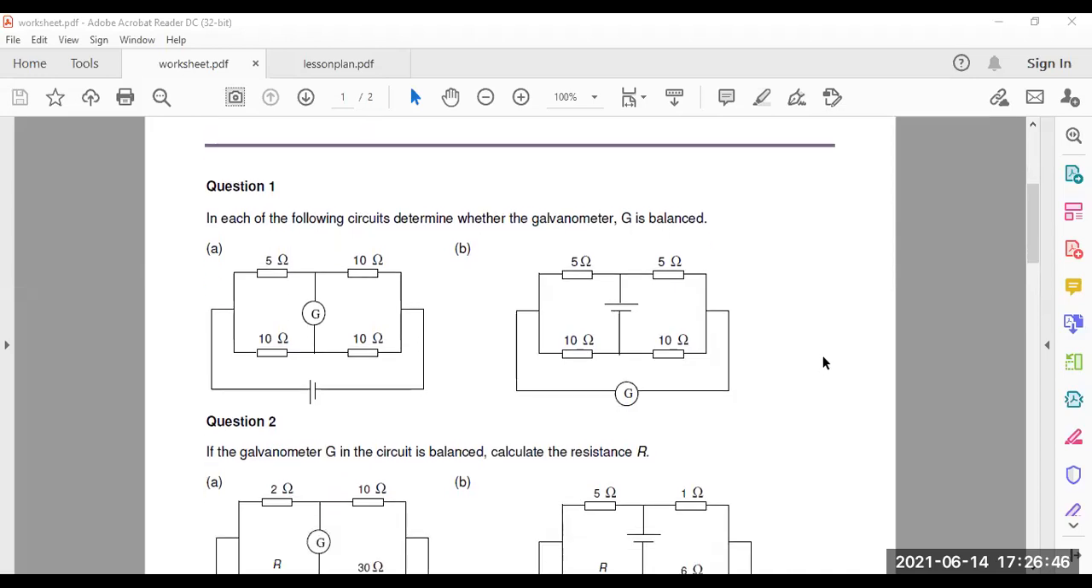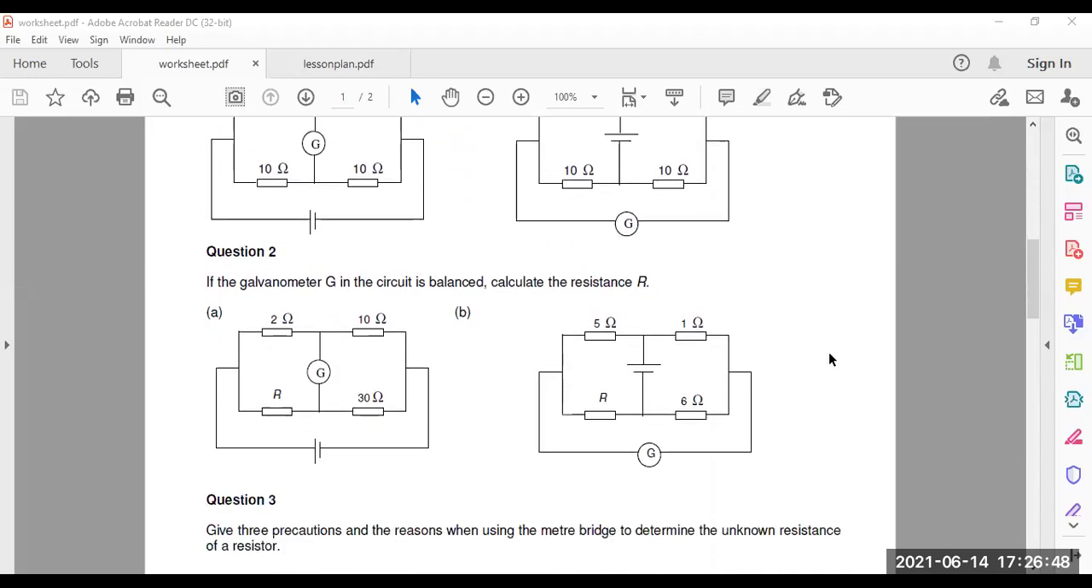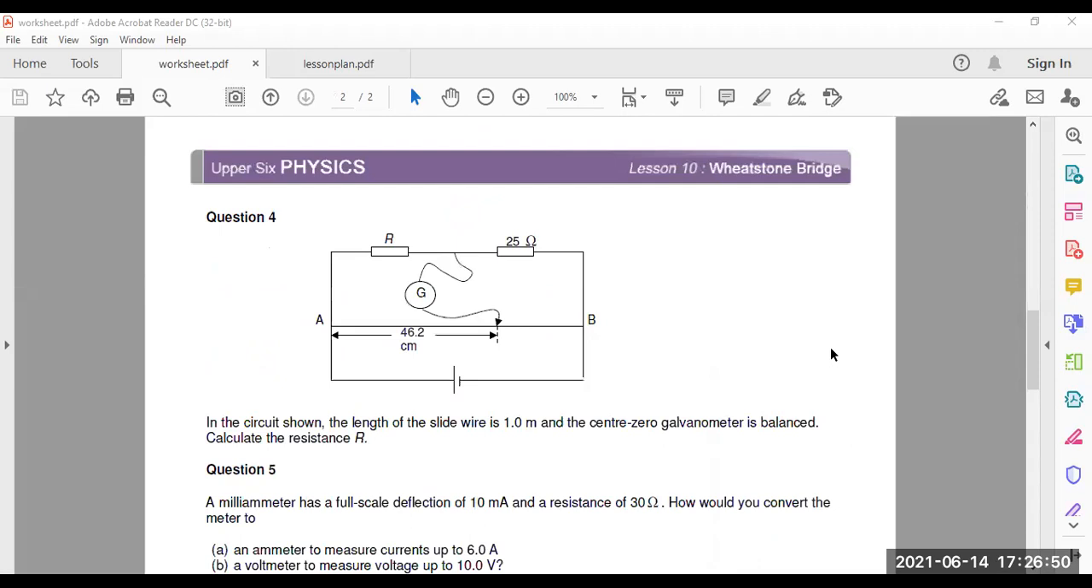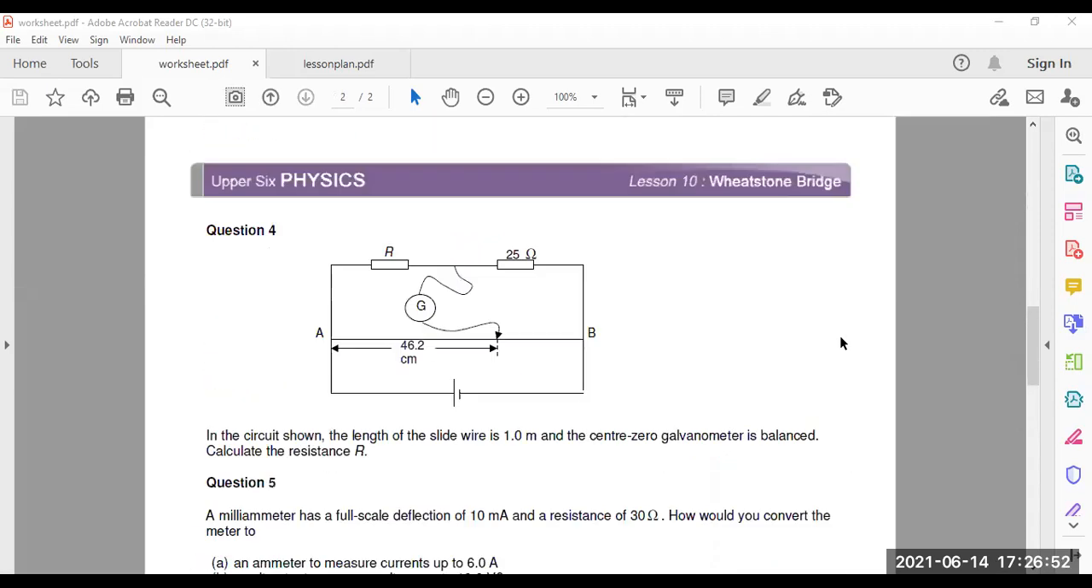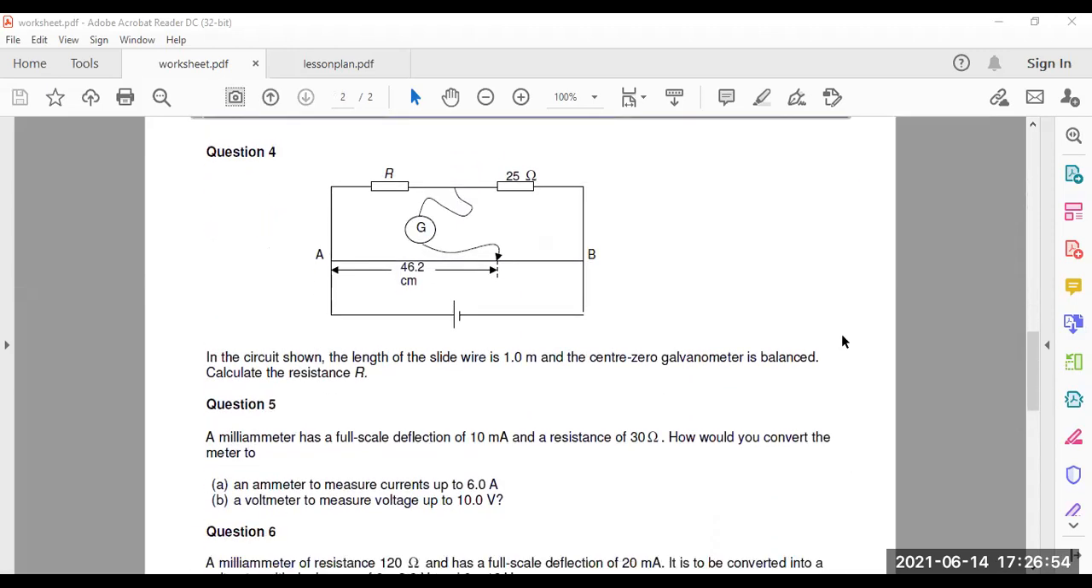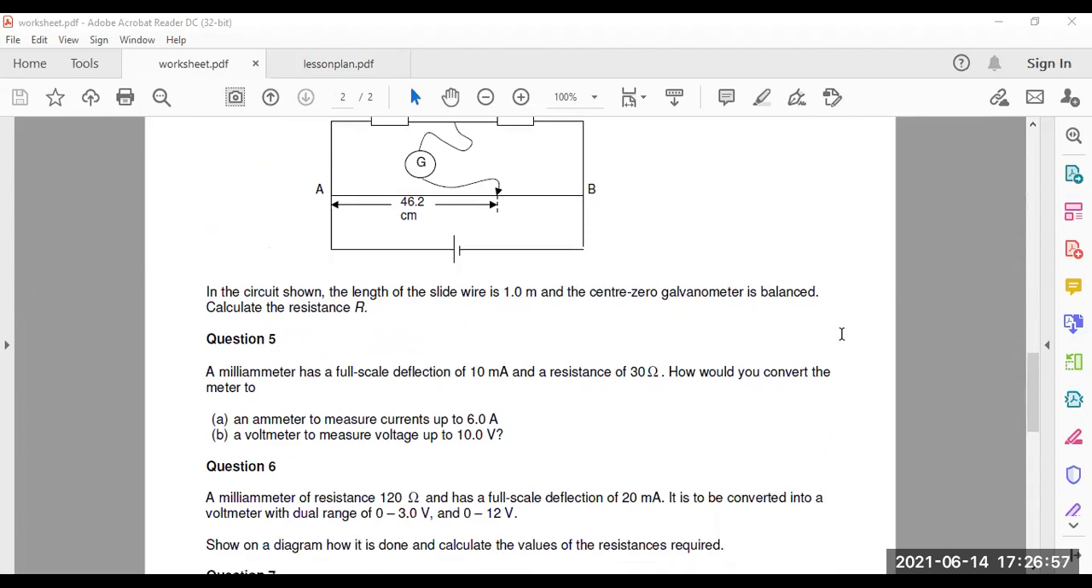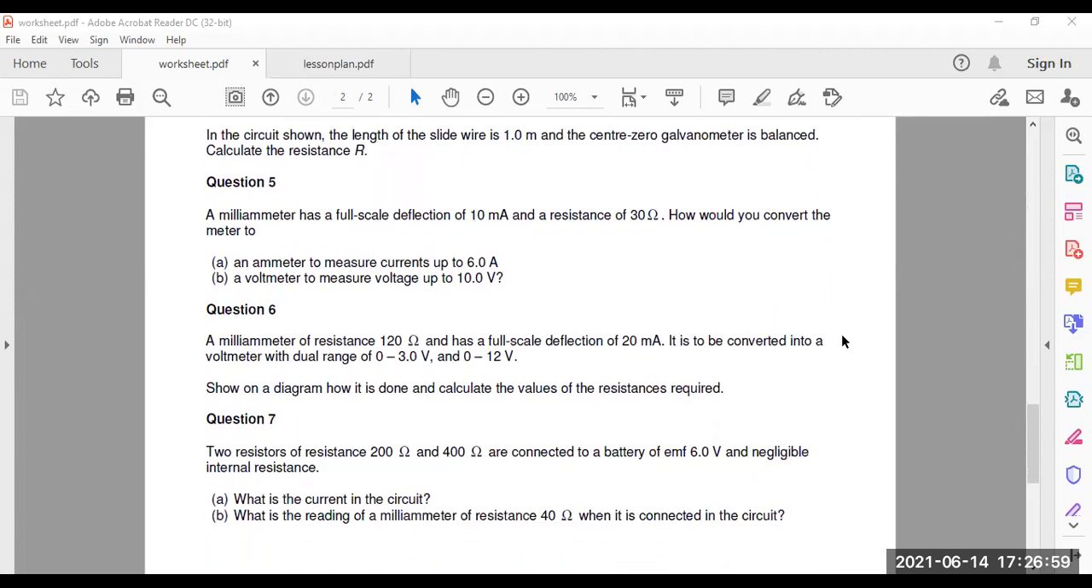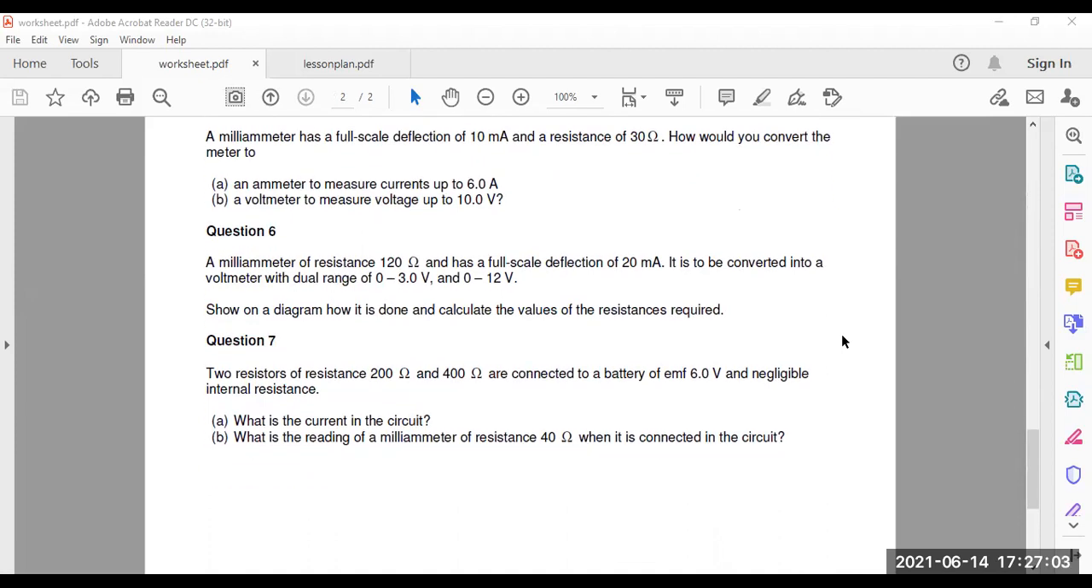Ladies and gentlemen, here are the questions for today's lesson. Question 1, question 2, question 3, question 4, question 5, and question 6. Last, question 7.